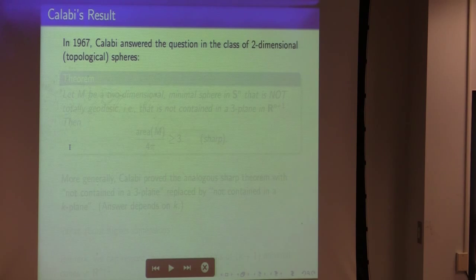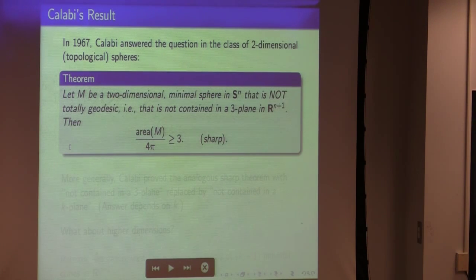It turns out Gene answered a version of this question many, many years earlier, in 1967. Instead of asking about all two-dimensional minimal surfaces, you could just ask about minimal surfaces that are topological spheres. In 1967, Gene answered that. Among other things, he proved that if you have a two-dimensional minimal sphere in Sn that is not totally geodesic, then the ratio of its area to 4 pi, which is the area of the totally geodesic sphere, has to be at least 3, and that's a sharp result.